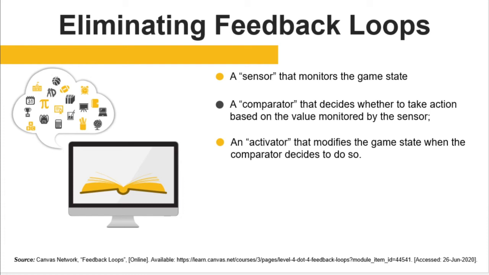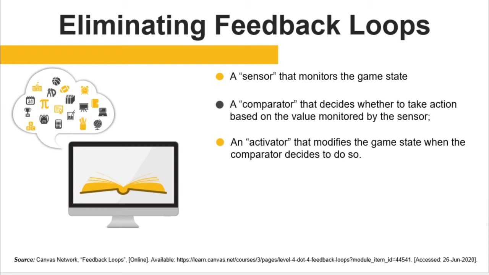All feedback loops, positive and negative, have three components. Number one, a sensor that monitors the game state. Number two, a comparator that decides whether to take action based on the value monitored by the sensor. Number three, an activator that modifies the game state when the comparator decides to do so.